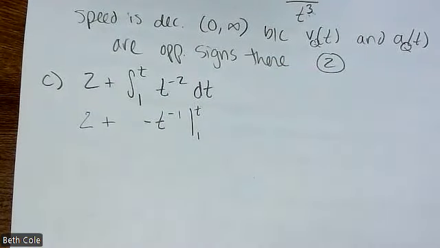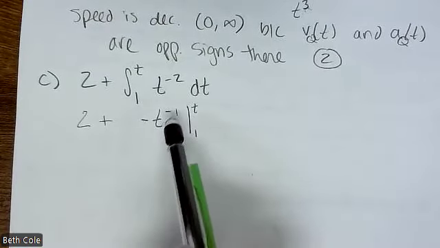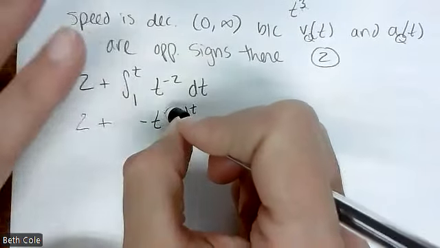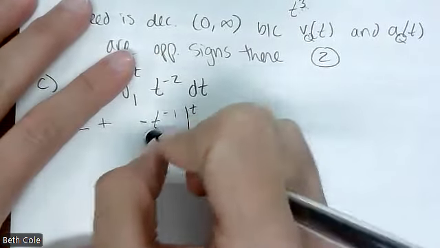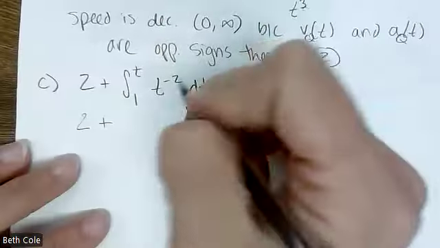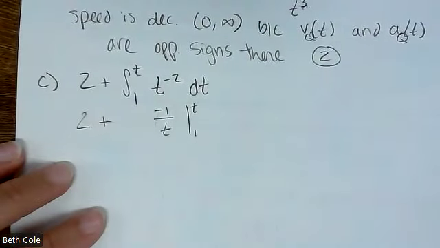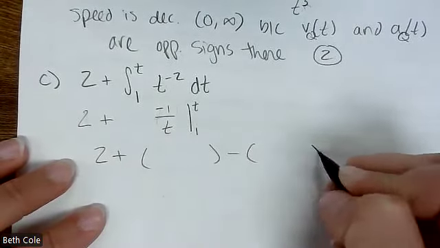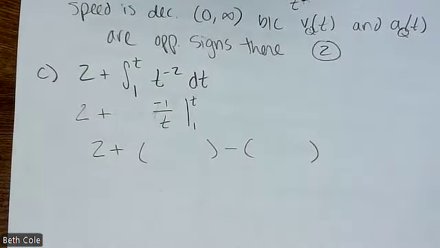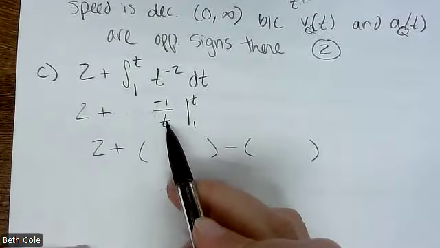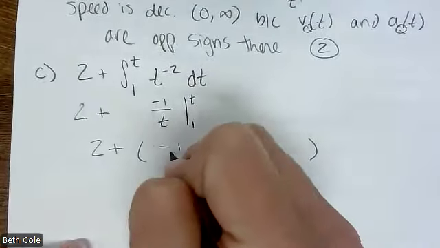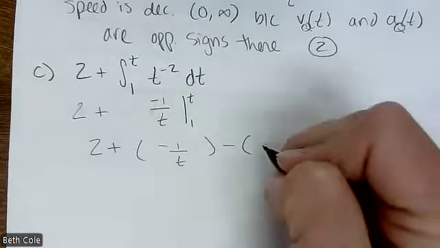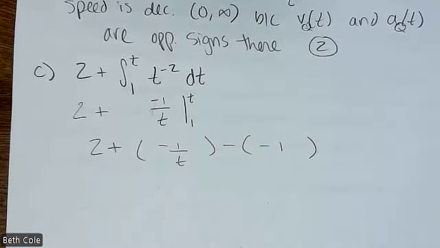Now I'm going to erase. How can I rewrite this so there's not a negative power? Because I don't want a negative power. Yeah, so it'll go to the denominator, but it'll look like what? Yeah, -1 over t. And then so your final answer is 2 plus upper minus lower. And set it up blank. If you plug in t, you just get -1 over t. And then if you plug in 1, you get -1.